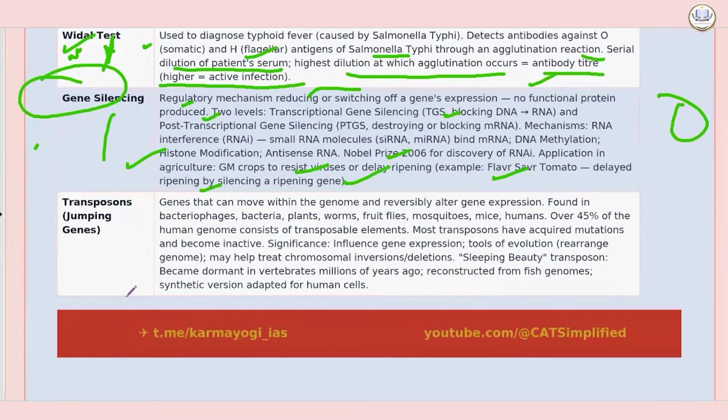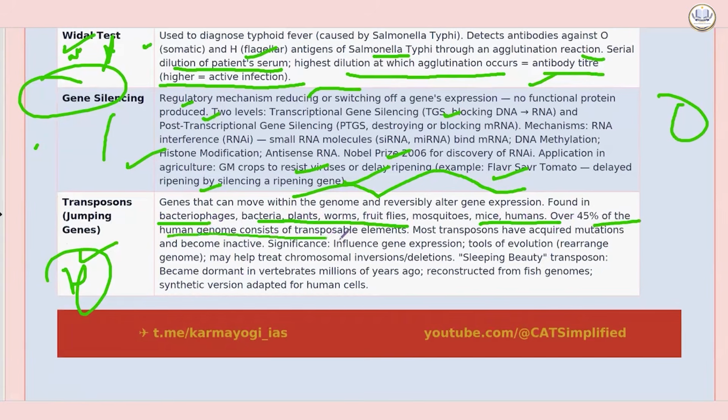And we have transposons, jumping genes, okay, genes that can move within the genome and reversibly alter gene expression, found in bacteriophages, bacteria, plants, worms, fruit flies, mosquitoes, mice, humans. Over 45% of the human genome consists of transposable elements. Most transposons have acquired mutations and become inactive. Significance: influences gene expression. Tools of evolution, they rearrange the genome and may help treat chromosomal inversions or deletions.